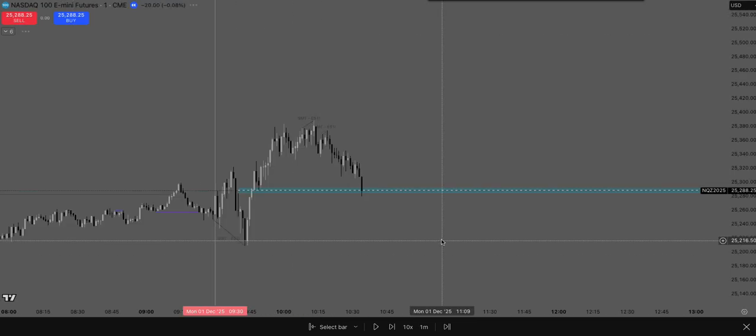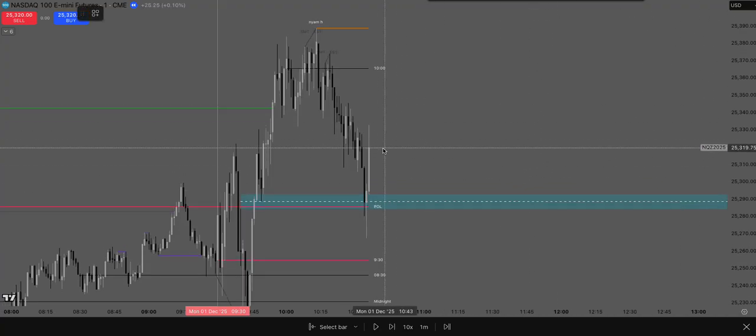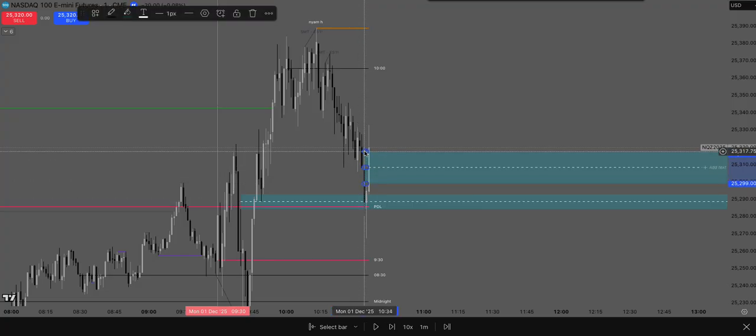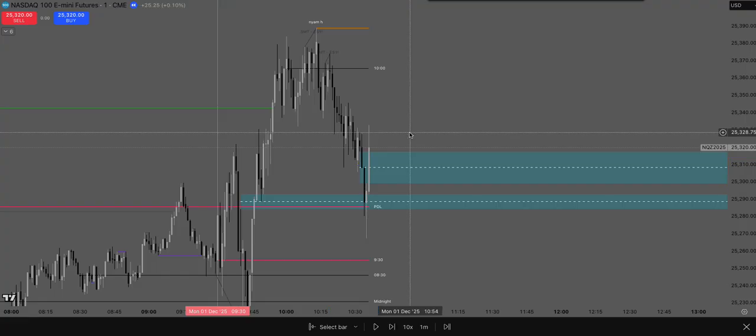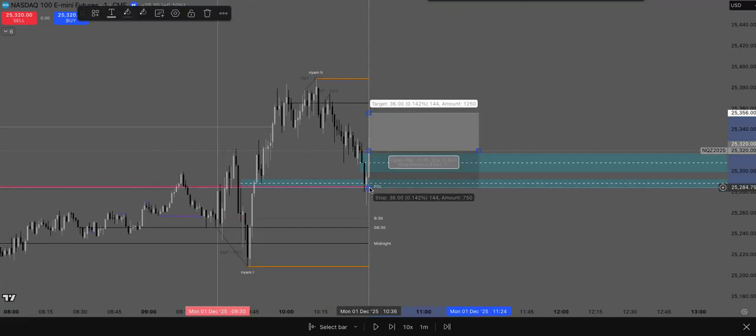What do we do? We scale down. What are we entering on? An inverse or displacement? Look at that. We inverse both of these little 1-minute gaps. This 1-minute gap and this 1-minute gap. I'll just draw them together. We inverse both of those 1-minute gaps. It's out of a 5-minute gap that formed after 9:30.